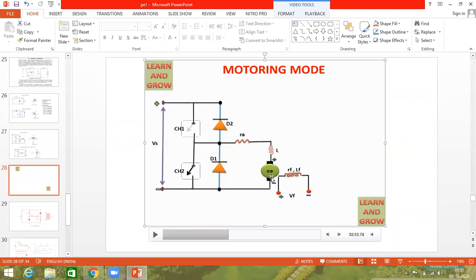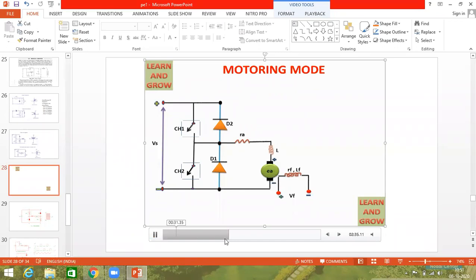When will the motor act as a generator? All students, this point is important. A machine acts as a motor if its back EMF is less than the supply voltage. A machine acts as a generator if its back EMF is greater than the supply voltage. Simple words you can keep. A machine acts as the motor if its back EMF is less than the supply voltage. A machine acts as the generator if its back EMF is greater than the supply voltage. So what is the next case? Case 2, regenerative mode or generating mode.